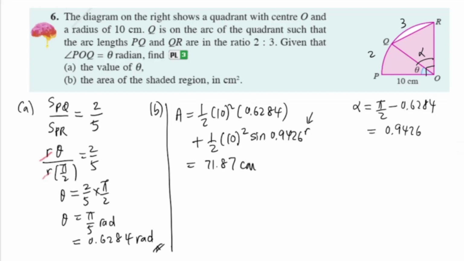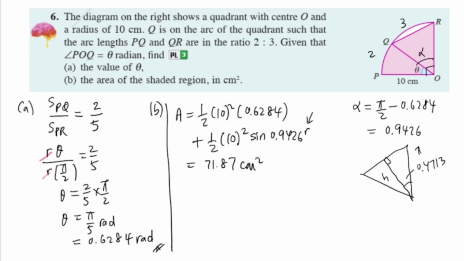Now if you don't want to use this, some students prefer to split this into two, which I think is a bit slower. You divide evenly the center. Now we know your alpha is 0.9426, so you take 0.9426 divided by 2. This angle is 0.4713. Then this is your height, right?